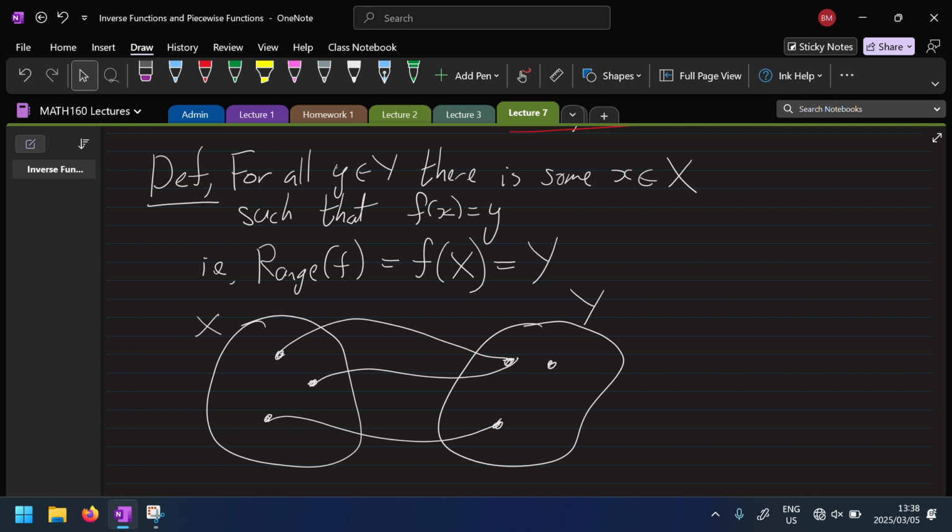It says for all elements in the target. Have we done all the elements in the target? No. The one there, top right, there's nothing connecting it. So this function is not surjective.